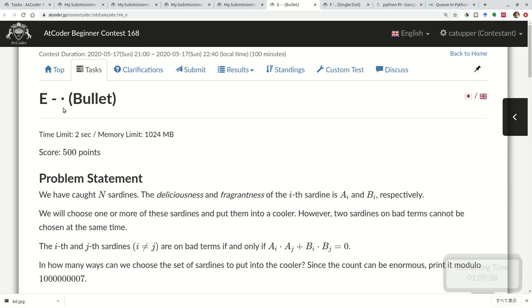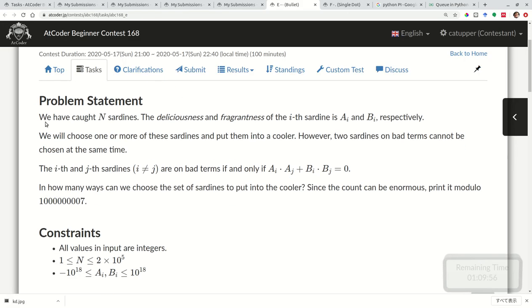Let's solve problem E of ABC 168. The title is Bullet. Statements: we have N sardines. The deliciousness and fragrance of the ith sardine are A_i and B_i respectively.